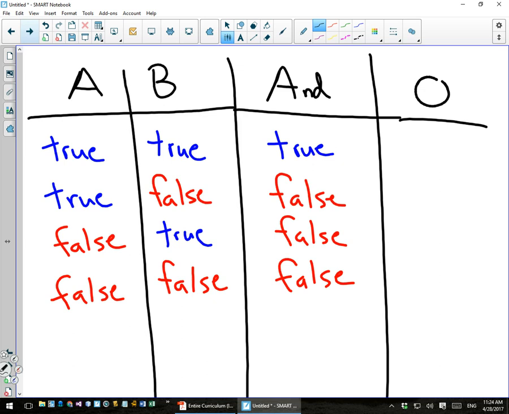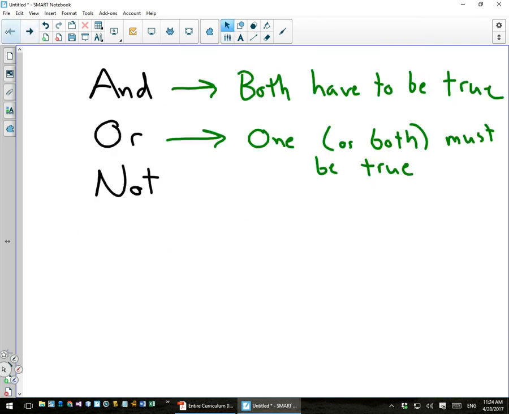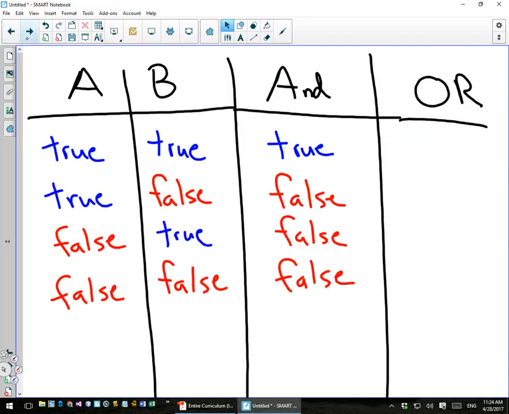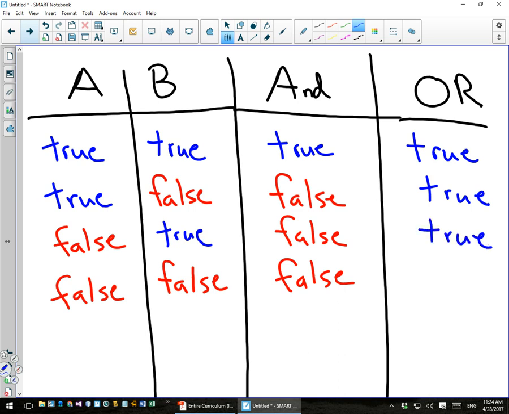Now, what if we weren't doing AND? What if we were doing OR? Now, the way we defined OR was one or both must be true. So I don't have to have both. I have to have at least one, but I can have both for it to be true. So because these two are true, this is true. This is at least one of them is true, so it's true. This one, at least one of them is true, so it's true. But in this one, neither one is true, so this one is false. You with me so far?